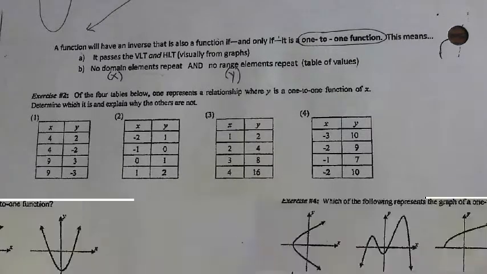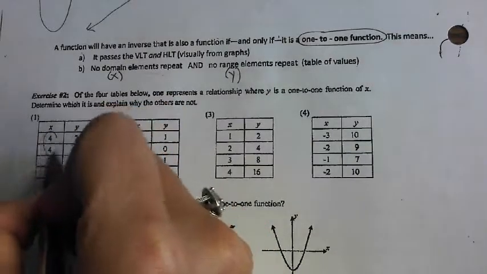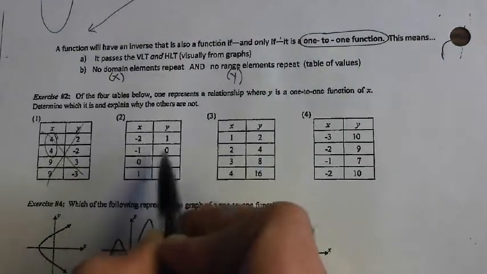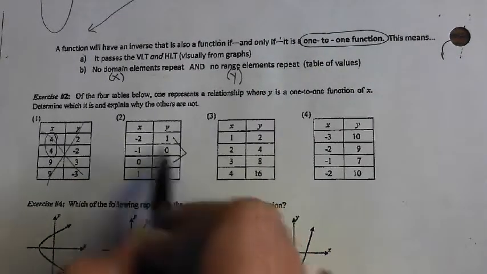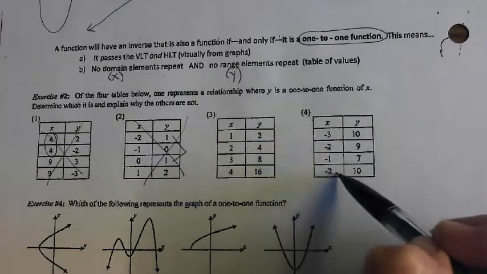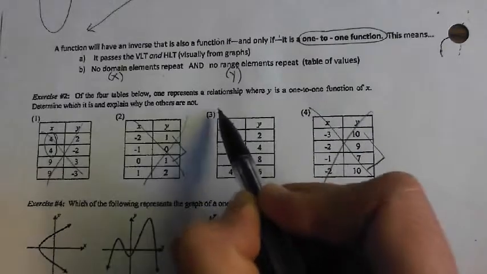You guys are too good to be true. It is 3. Obviously in this one, that's not even a function. This one's a function, but it's not one-to-one. And then on 4, this one's a function, that's fine, but again the 10s repeat, so it's not one-to-one, so we're just 3.